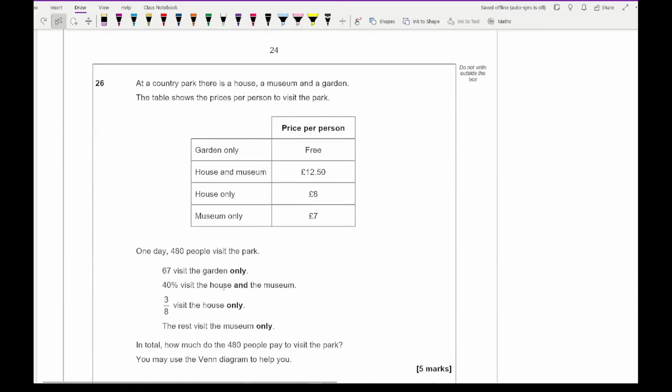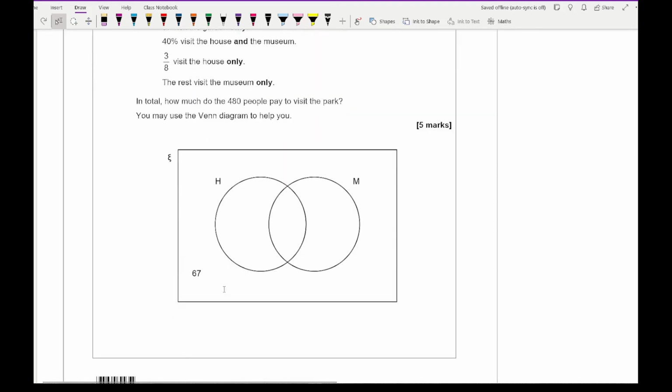Moving on to question 26, it says at a country park there is a house, a museum and a garden. The table shows prices per person to visit the park. On one day, 480 people visit the park, 67 visit the garden only, 40% visit the house and museum, and 3/8 visit the house only. The rest visit the museum only. In total, how much do 480 people pay to visit the park? You may use your Venn diagram to help you, in which we've got a Venn diagram here.